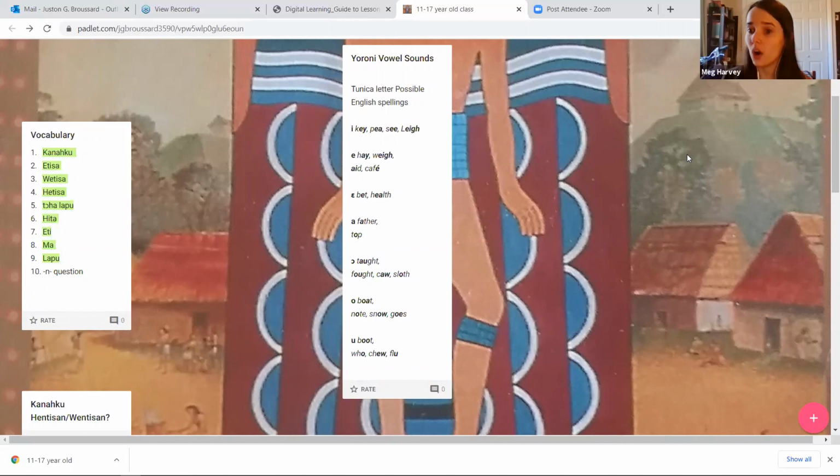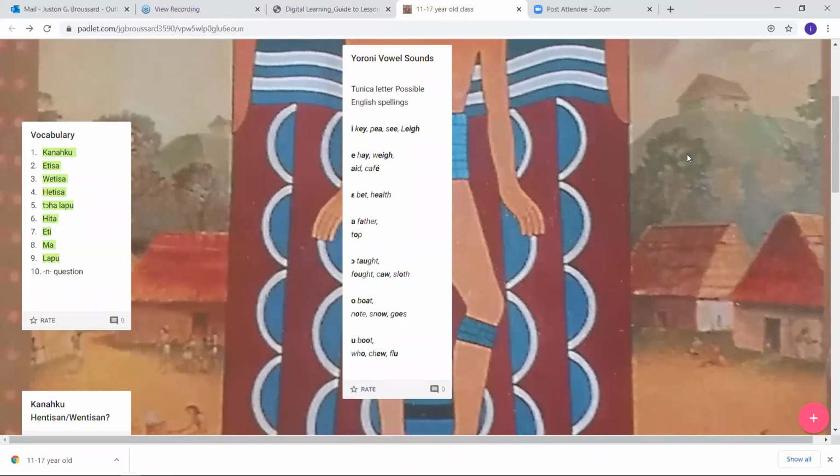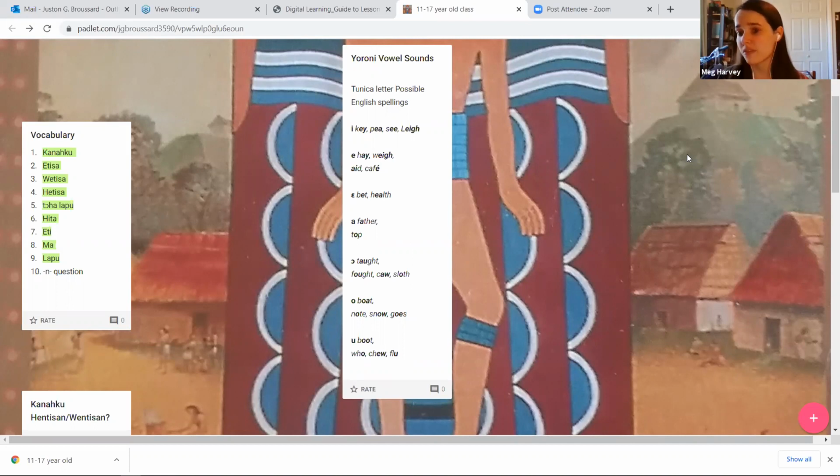And then we have the O in boat, another one where our lips round. And then last we have the oo in boot, like Justin said. Yeah, so you're going to see a lot of vowels that look like stuff we have in English but don't sound like it, right? If we see that letter I, we expect to say the sound I in English, but in Tunica we say E. So keep this in mind when you're reading, that we have these sounds that we have to get used to.